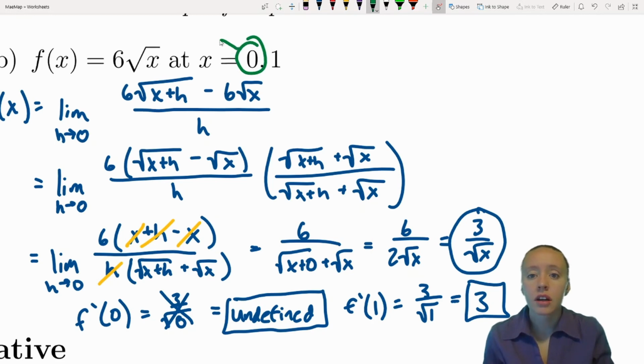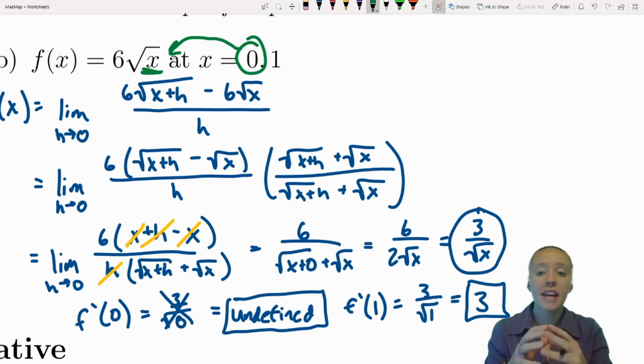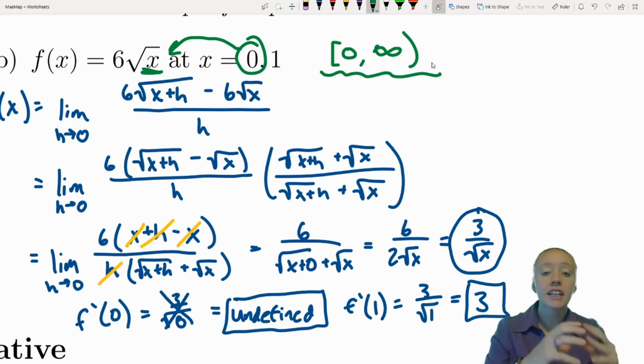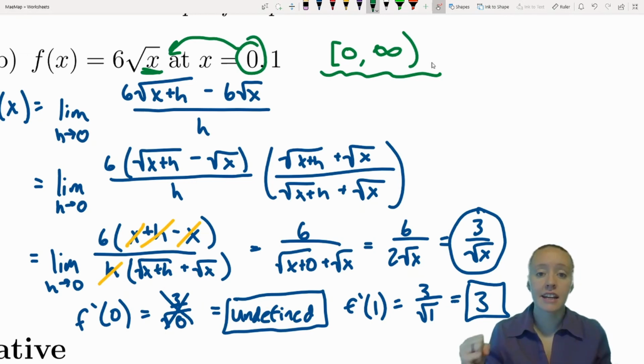Plugging in 0, our function is defined, but our derivative is undefined. But logically that makes sense, because think about the values we cannot plug in for x. The square root of x, the domain is from 0 to infinity. That's the interval of continuity. It does not exist for values less than 0. So when we're at the point 0, we can't figure out that derivative because there's nothing before it. There's no values to the left of 0 that help us find that derivative. So because there's no values to the left, when we're at 0, we can't definitely say what that slope is.